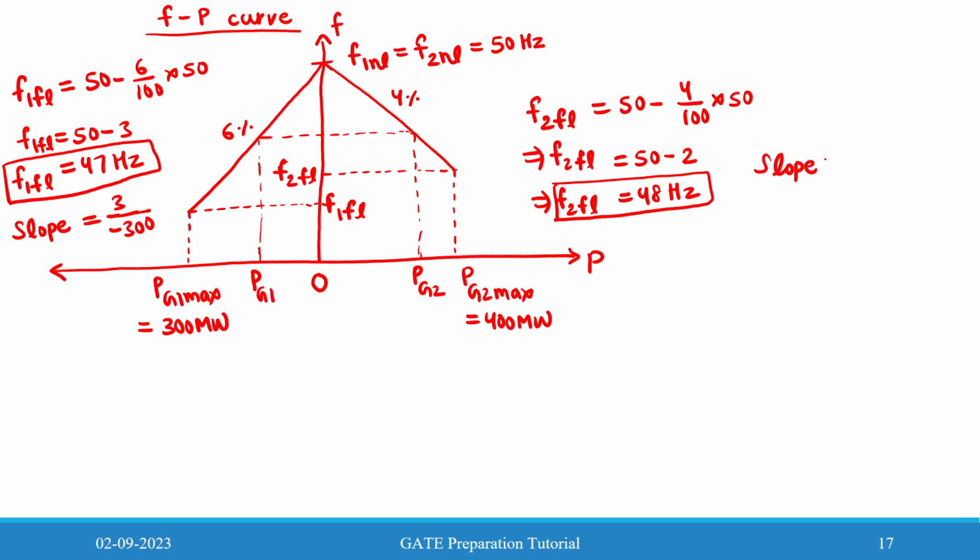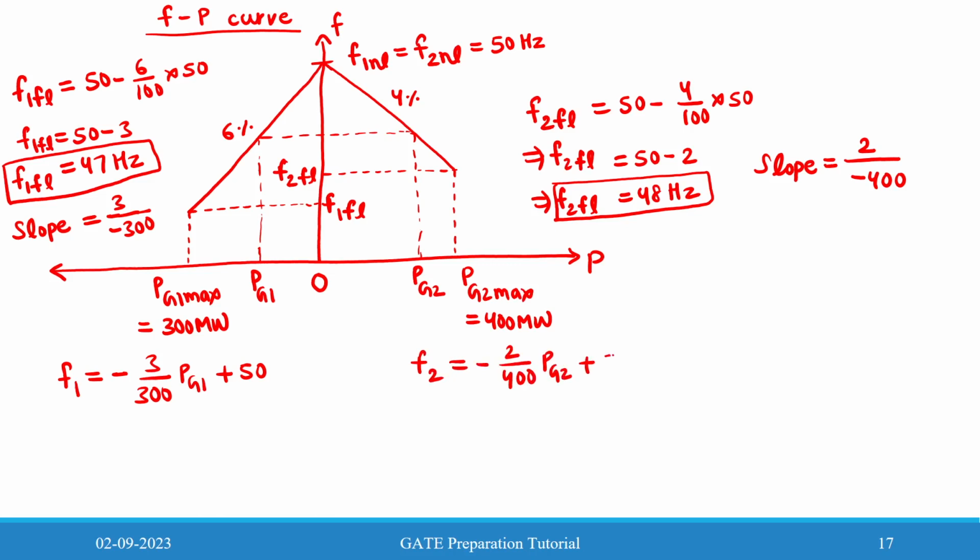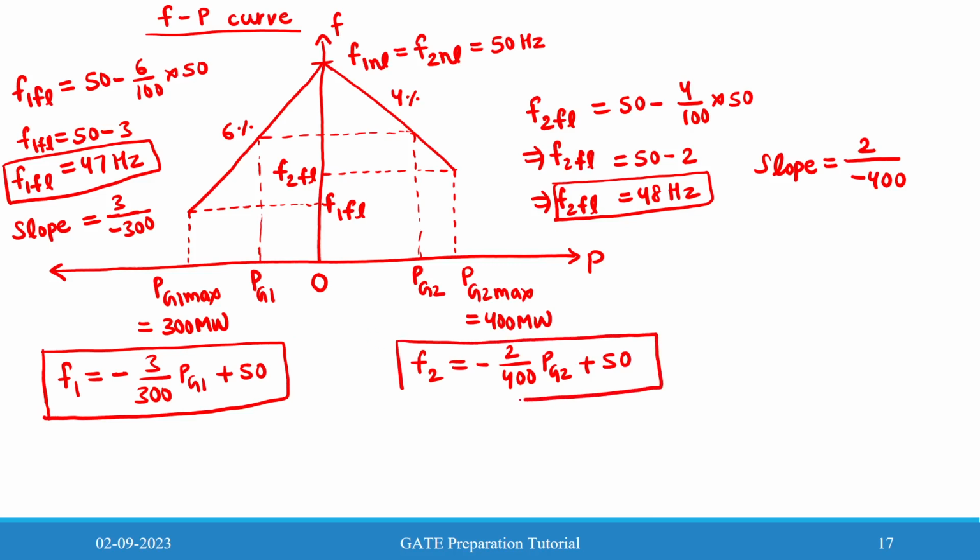And for generator 2, the slope will be the change in frequency, which is 2, and the change in power, which is minus 400. Similarly, we can write the general expression of a line, y is equal to mx plus c. So for the frequency of generator 1, f1 is equal to minus PG1 by 100 plus 50, and for f2, minus PG2 by 200 plus 50. This is the general expression of frequency for generating unit 1, and this is the general expression of frequency for generating unit 2.